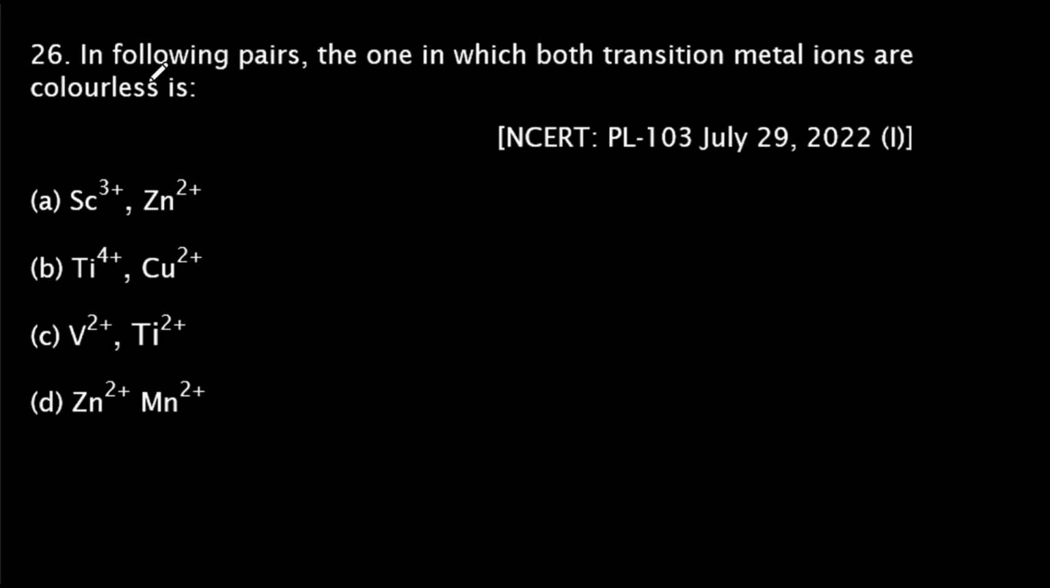The next question is: in the following pairs, the one in which both transition metal ions are colorless is. For a transition metal ion to be colorless, the electronic configuration should be either completely empty, d0, or completely filled, d10. In this case, the transition metal will not show any d-d transition, and the ion will be colorless.